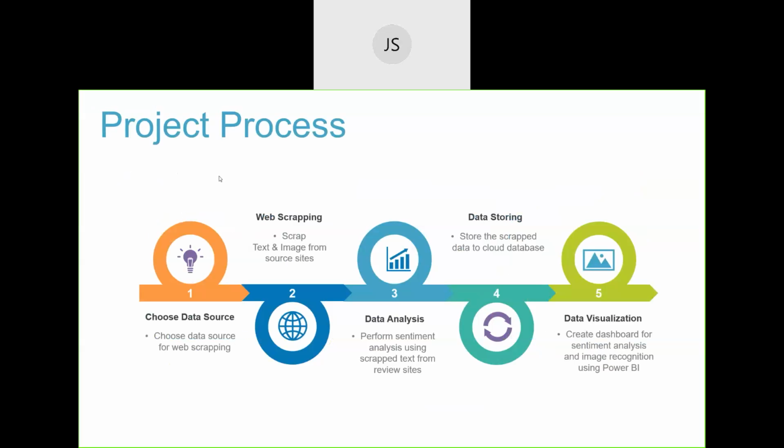This is the project process. Firstly, we chose the data source for web scraping. And secondly, we scraped text and images from the source site. And thirdly, we performed sentiment analysis using the scraped text from the review site. And fourthly, we stored the scraped data in a cloud database. And lastly, we created a dashboard for sentiment analysis and image recognition using Power BI.